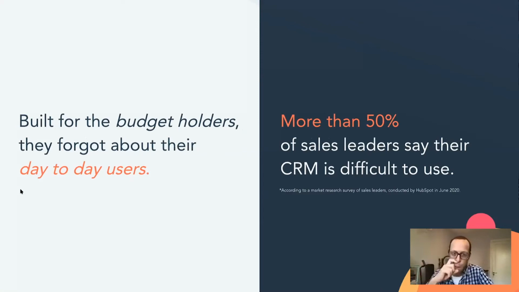Why did CRM get to that place? Because it was built for the budget holders, and they forgot about the day-to-day users. And so more than 50% of sales leaders say their CRM is difficult to use. Now, we just asked you the question at the beginning of this webinar, do you work for your CRM, or does your CRM work for you? And more people said, I work for my CRM. That tells the story. So the number one reason why CRM implementations fail is because they're miserable to use. No one wants to adopt it. It doesn't help them, even if it helps the budget holders or the person in operations.